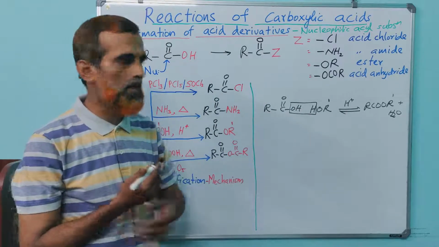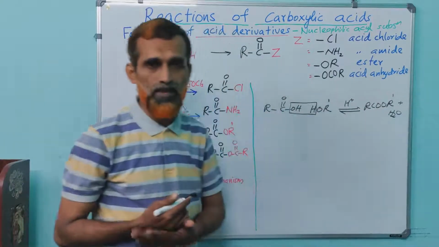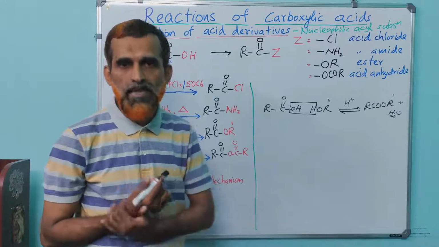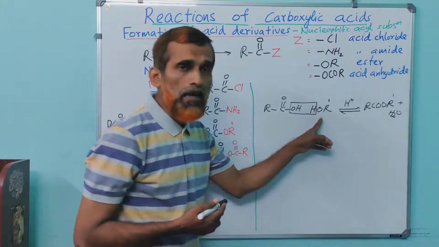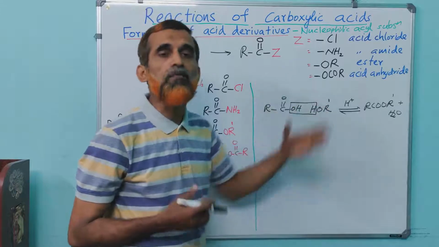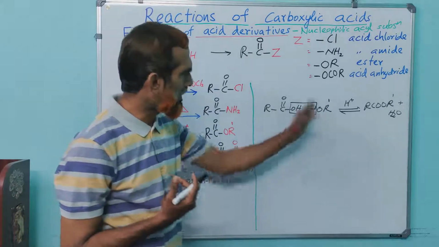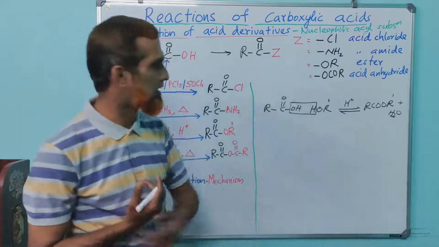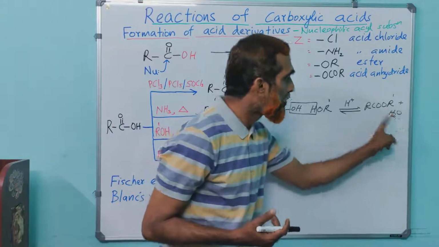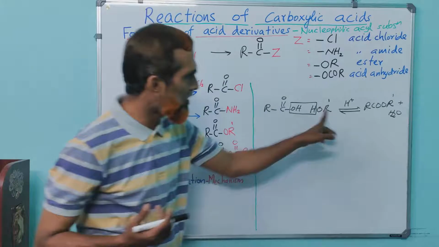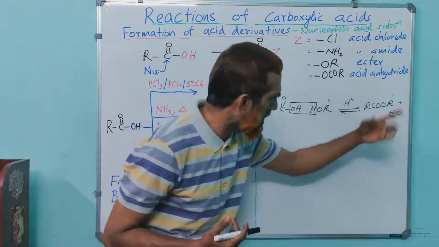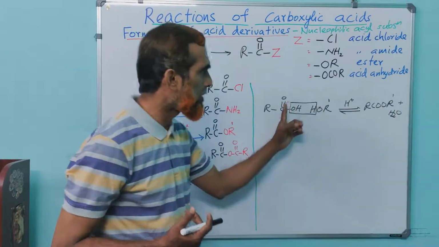To shift the equilibrium to the right to get more product, you have to apply Le Chatelier's principle. Generally, we use excess of alcohol, or whichever is cheaper is taken in excess. Another method is removing water. That's why we use some dehydrating agents. When water is removed, the equilibrium will be pushed to the right.